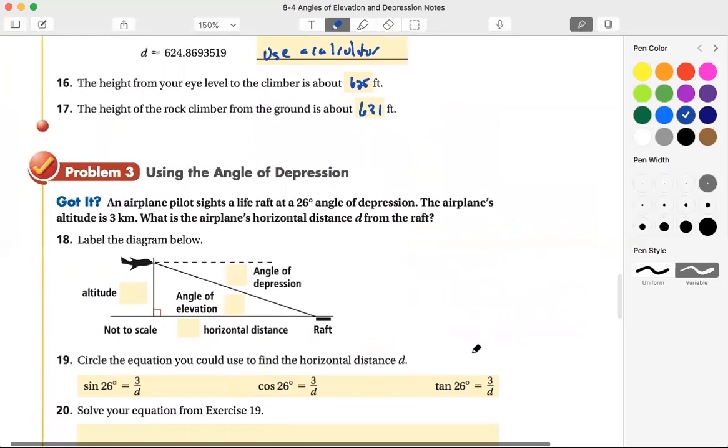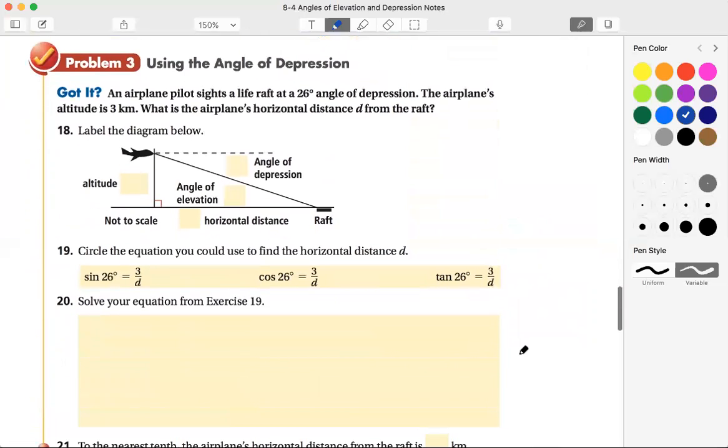All right, let's use the angle of depression problem. An airplane pilot sights a life raft at a 26 degree angle of depression. The airplane's altitude is 3 kilometers. What is the airplane's horizontal distance d from the raft? So step 1, let's label the diagram. We know that the angle of depression is 26 degrees. The altitude is 3 kilometers. And the angle of elevation, the horizontal distance d. We also know these two angles here are congruent. So the angle of elevation is also 26 degrees.